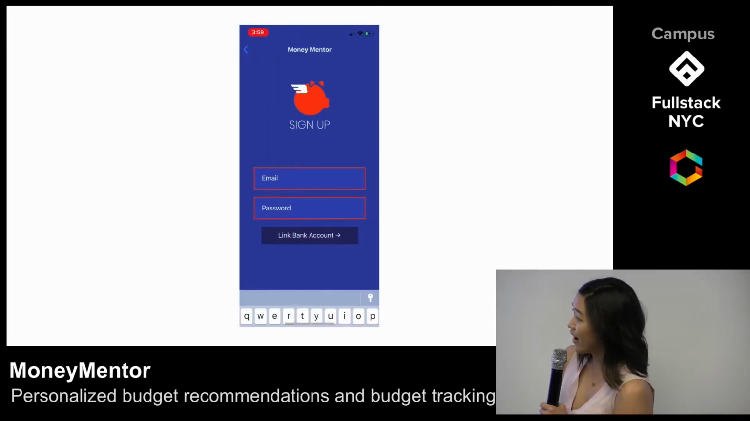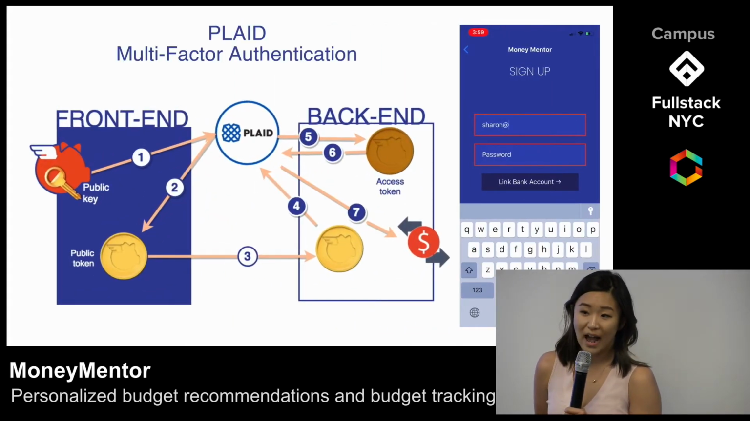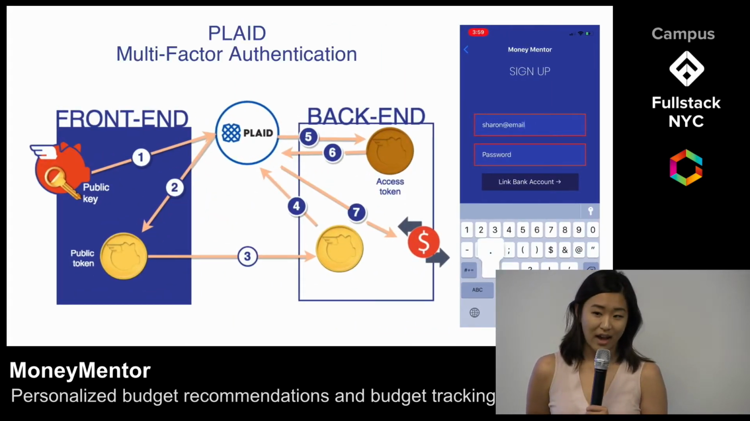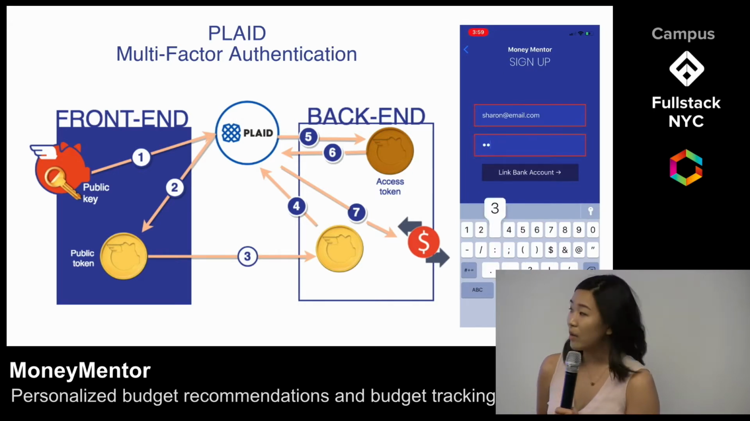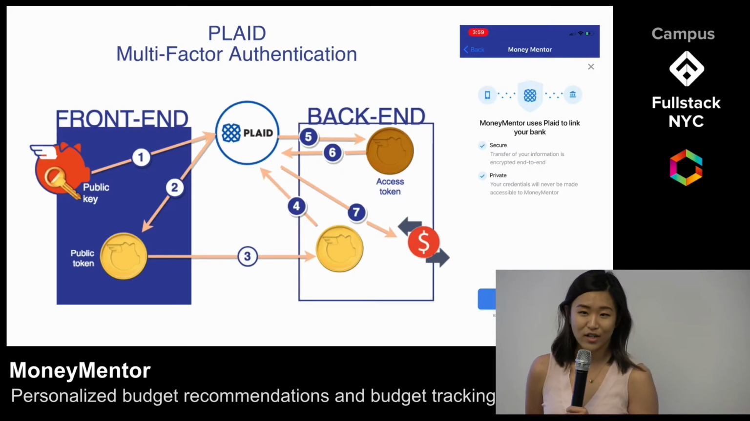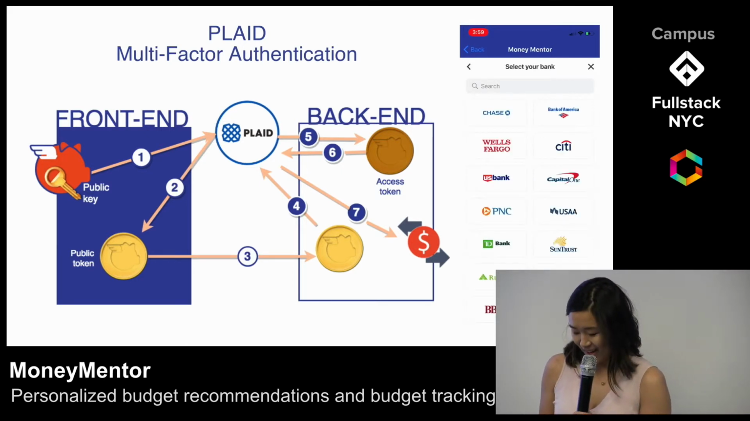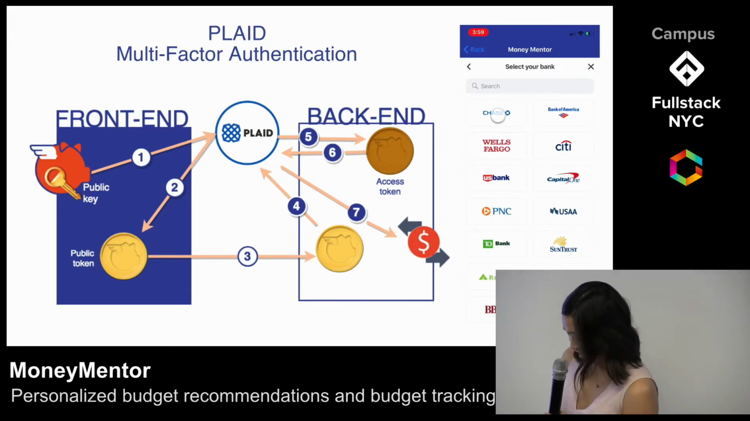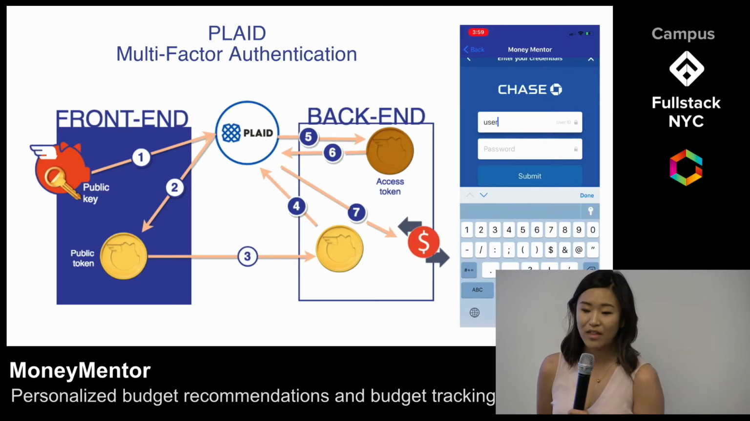Now let's log in with our app. In order to connect a user's bank account to our app, we use Plaid, a third-party API. We use Plaid because it gives us a secure way to actually store our user account and transactional data through a multi-factor authentication process. In order to accomplish this, we separate public information that we store on the front end from the private information that we store on the back end.